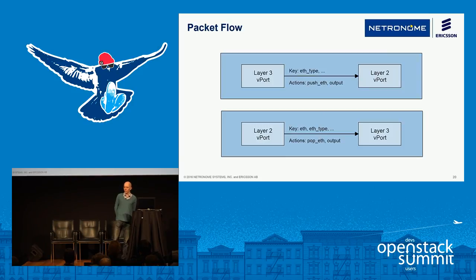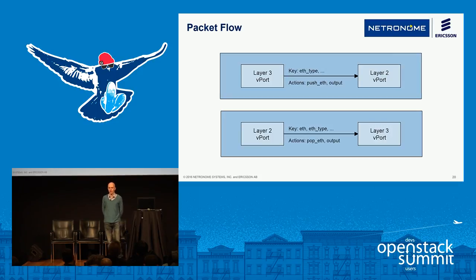I didn't draw all the possible combinations here, but these are maybe the two more interesting ones. So we go from layer 3, and we push an Ethernet on, and then we can output it to a layer 2 vport, and the converse.